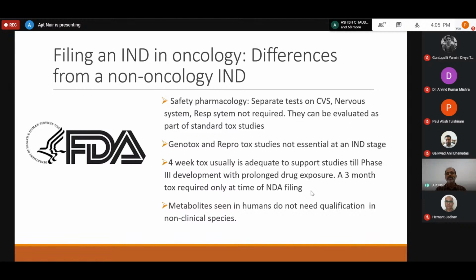Some of you must know there are certain requirements from an IND perspective. The requirements would be around your basic in vitro pharmacology. You need toxicology data, right? Especially 28-day toxicology data in a rodent and a non-rodent species.